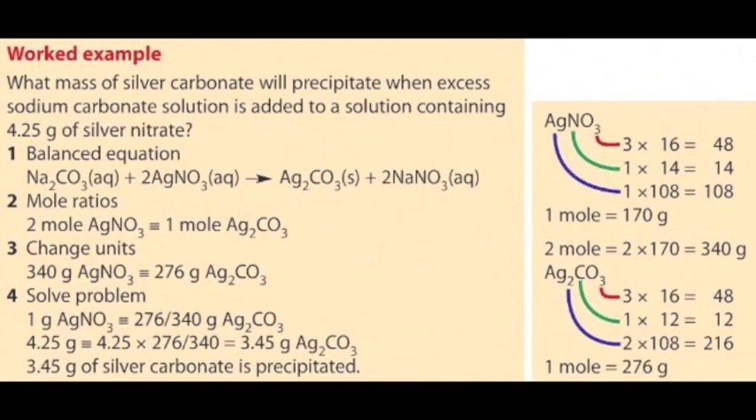Solving the problem, 1 gram of silver nitrate will therefore be 276 divided by 340 grams of silver carbonate. 4.25 grams of silver nitrate is equivalent to 4.25 times 276 divided by 340, which equals 3.45 grams of silver carbonate. 3.45 grams of silver carbonate is precipitated in this reaction.